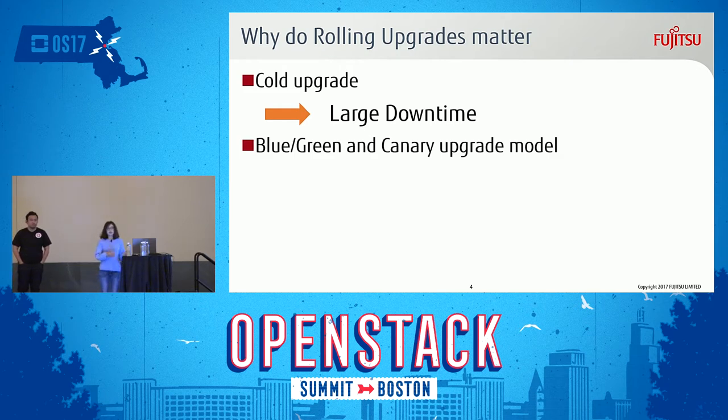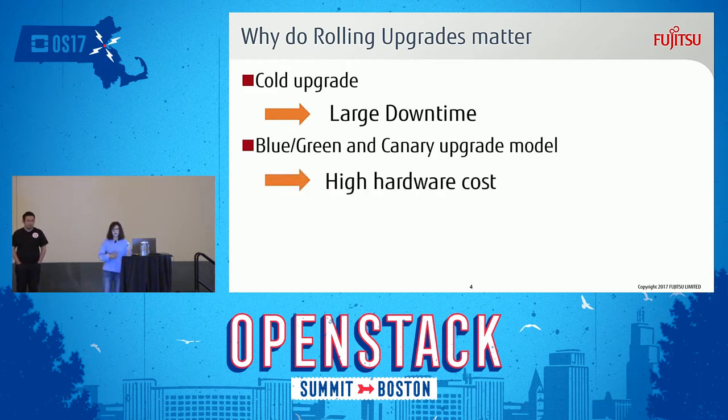So we're just migrating all the OpenStack resources from the old release of OpenStack to a new release of OpenStack. And we call it the blue-green, or canary, upgrade model. But in this case, we will suffer from really high hardware cost because we are building an identical OpenStack cloud only for upgrading purposes.